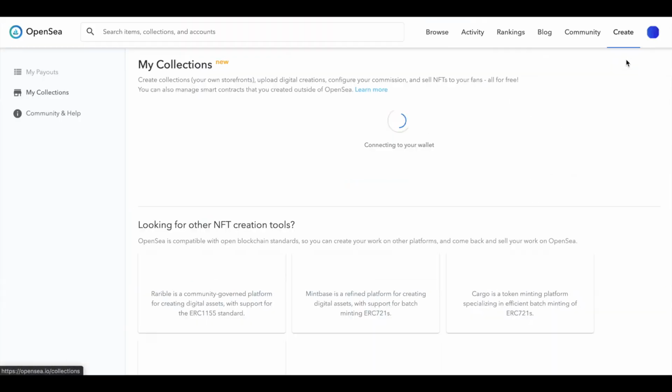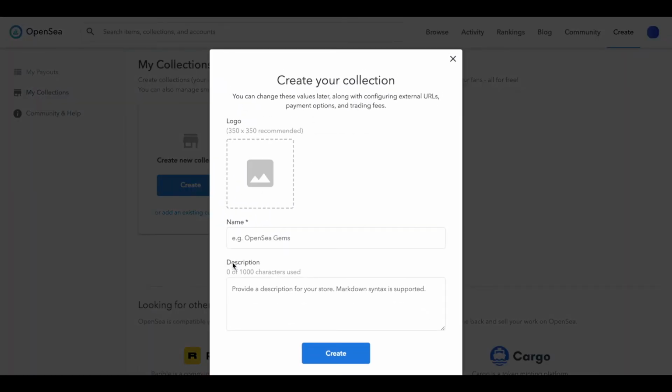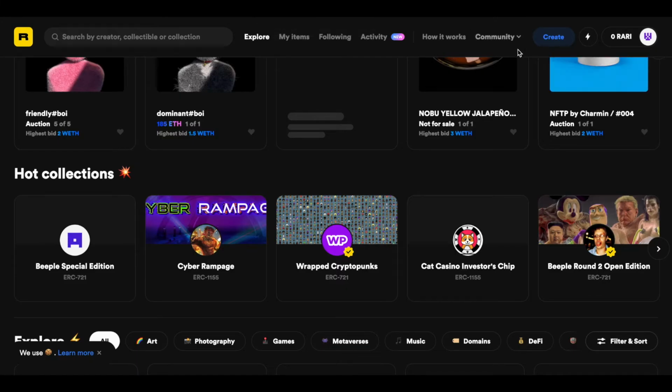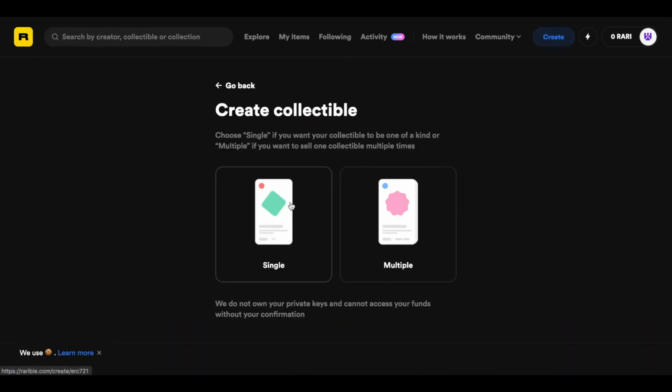Basically, you go to create and you create something, you upload it, you put up the details, and then you just pay your gas fees through Ether. And I'm going to do a separate video which is going to walk you through the entire process of how to connect to wallet and upload everything. And Rarible is pretty much the same thing. Depending on the type of art you're making, you might prefer to put it on Rarible or OpenSea or one of the other marketplaces out there.